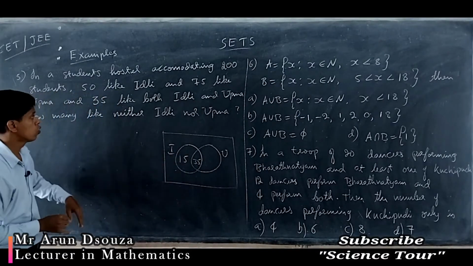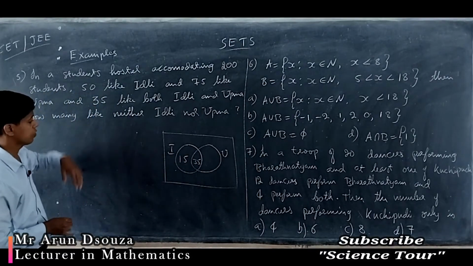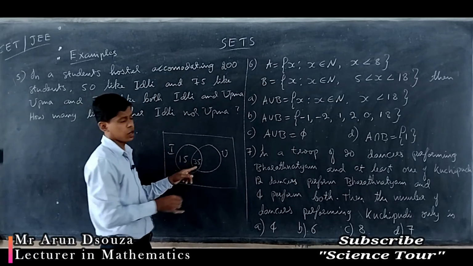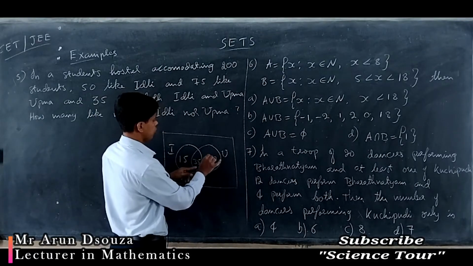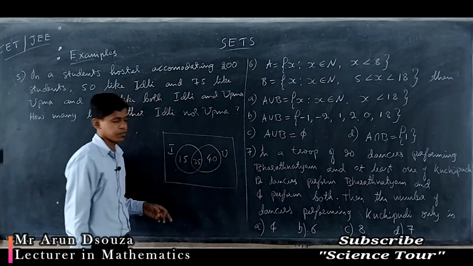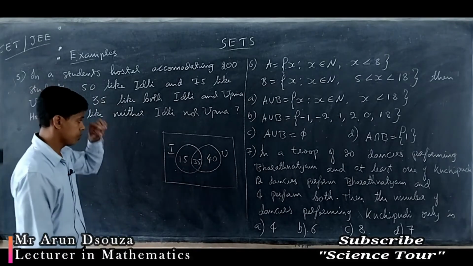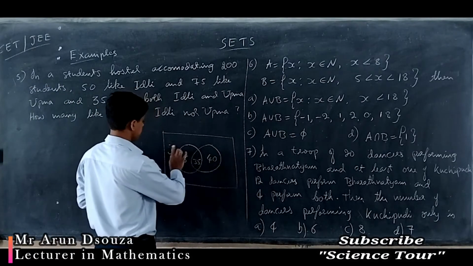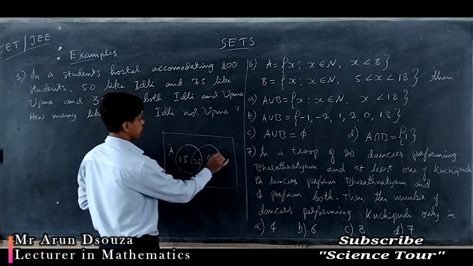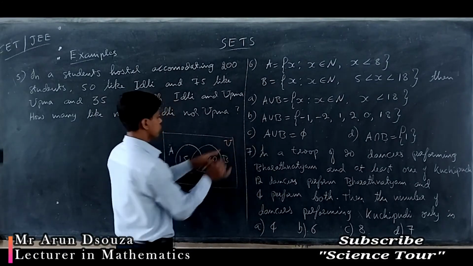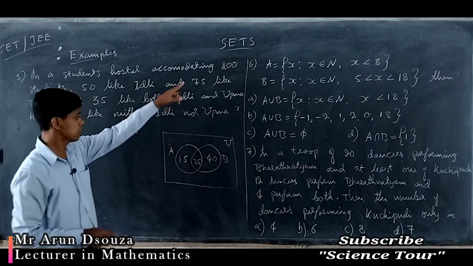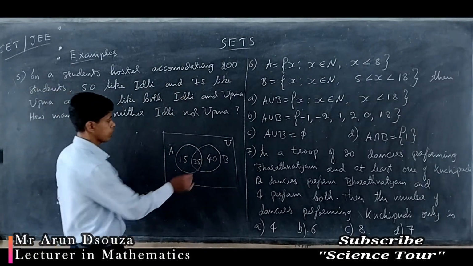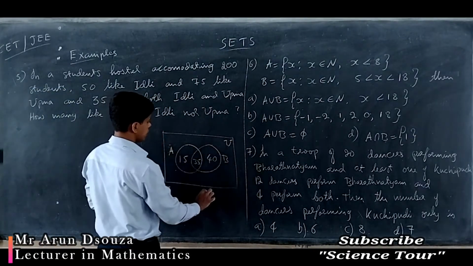Then upma. How many like upma? 75. Out of 75, 35 you have written here, so only 40 extra here. Now in the universal set, this is confusing, right? So I'll write A and B. This is the universal set. In the universal set there are totally 200, so in the rectangle there are 200.